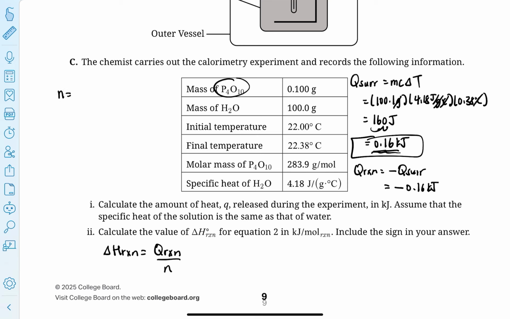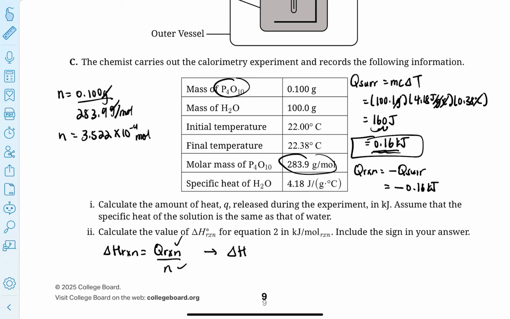Moles of P4O10 equals its mass, 0.100 grams, divided by its molar mass, which is given to me in the question, 283.9 grams per mole. Grams will cancel out. That will give me a mole value of 3.522 times 10 to the negative 4 moles. Okay, now that I have Q of reaction in moles, let's plug it into our enthalpy formula.